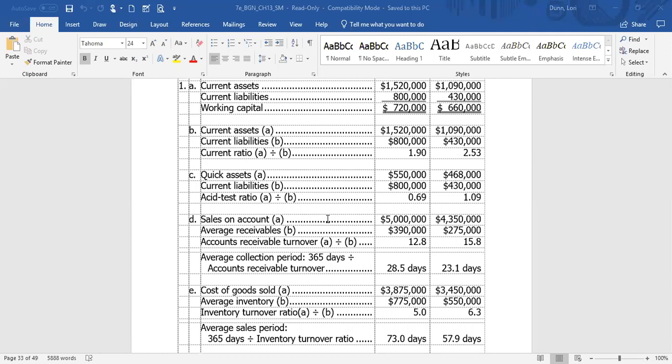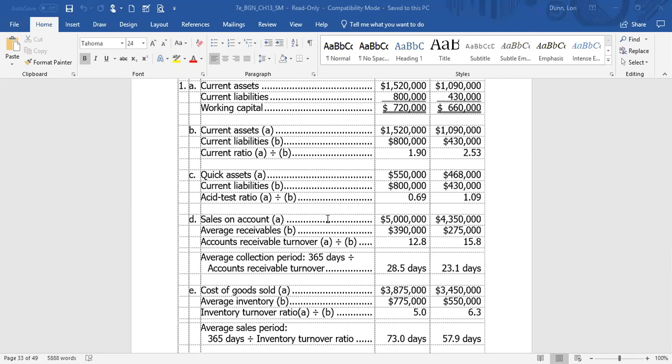So this tells us how many times per year we sell out our inventory on average, or how many times, if you want to look at it from this perspective, we have to replace it a year. So this year we replaced it or sold it out 5 times. Last year, 6.3.